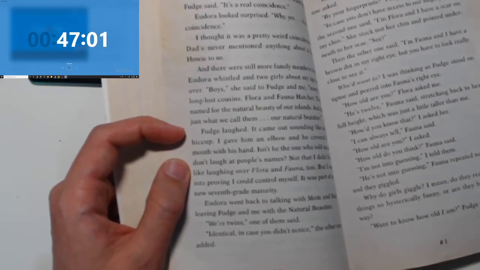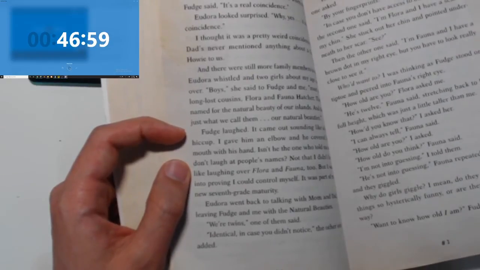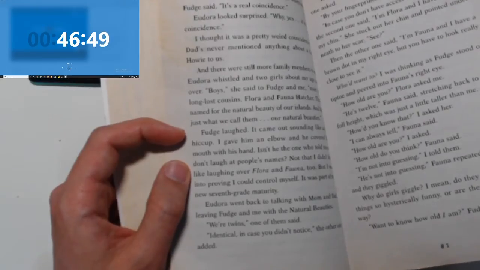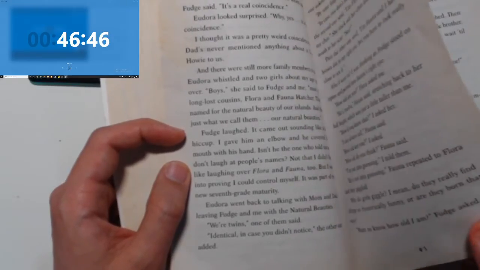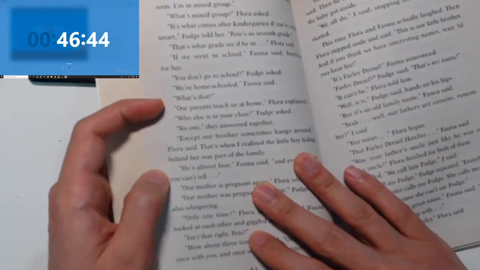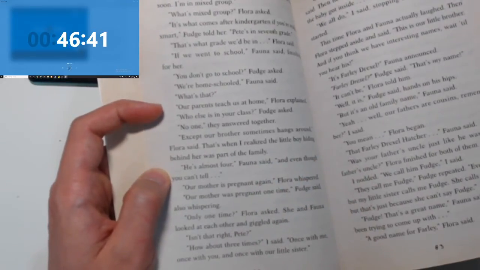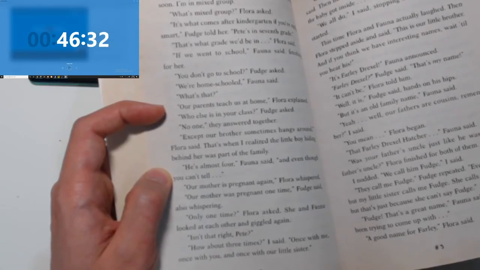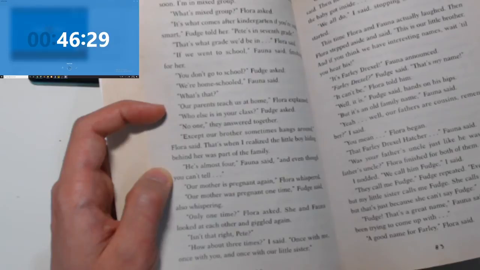Why do girls giggle? I mean, do they really find things so hysterically funny, or are they born that way? Wanna know how old I am? Fudge asked. He didn't wait for them to answer. I'm five, but I'll be six soon. I'm in the mixed group. What's mixed group? Flora asked. It was what comes after kindergarten if you're really smart, Fudge told her. Pete's in seventh grade. That's what grade you'd be in.